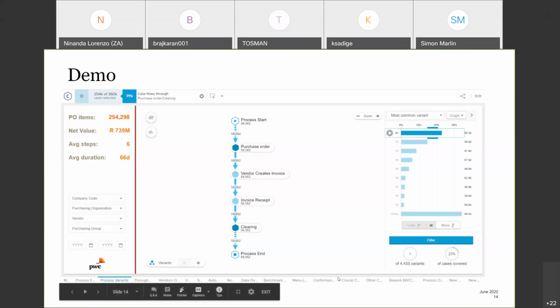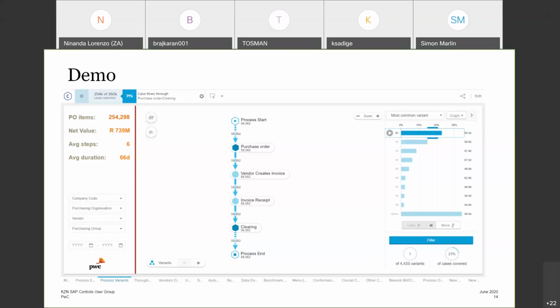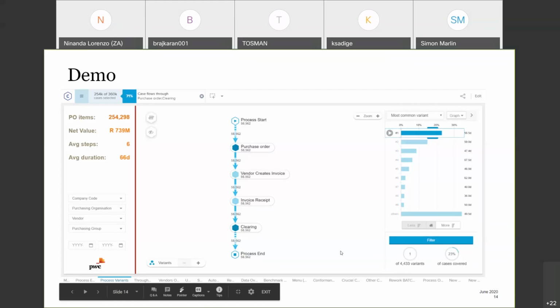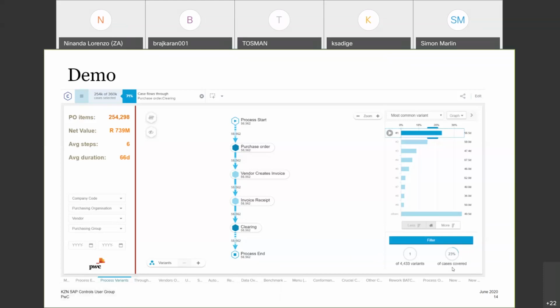Looking at the bottom right, this is one of 4,433 variants. Variants being the different ways in which an item could flow through the process. This is also subjective in terms of how many activities you commonly have, but in this case, this is actually a fairly high number, and one would want to have that as low as possible, and to optimize the process. However, looking at how many cases this flow is covering, so 23% of those documents do follow this process, which is a fairly good number.